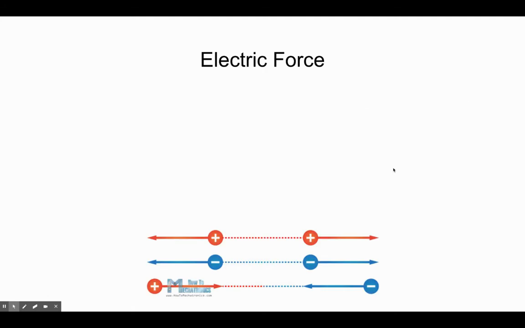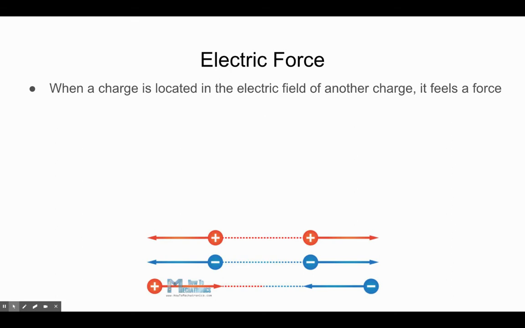Now, electric force is going to be what arises from that electric field. So when a charge is located in the electric field of another charge, it feels a force. Again, with our analogy of the force of gravity, when there's an object within the Earth's gravitational field, it feels a force from the Earth's gravitational field.